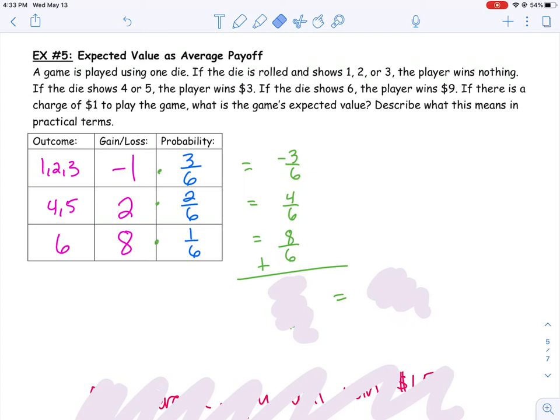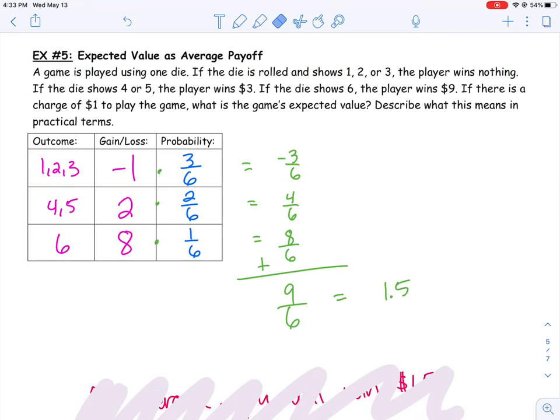When I multiply those together, I get -3/6, 4/6, 8/6. And since they all have common denominators, now I can add them together. I ended up getting 9/6. Did you? It doesn't really mean much though, so let's go ahead and divide that into a decimal, and then let's explore what that number actually means. I ended up getting 1.5.